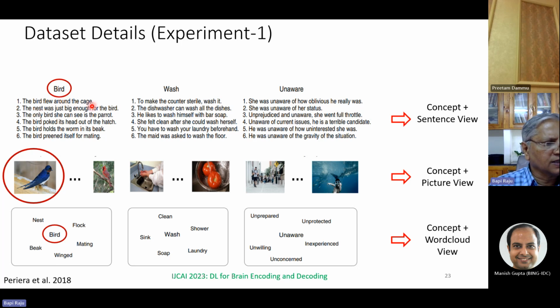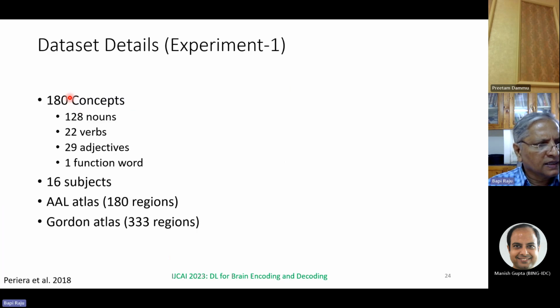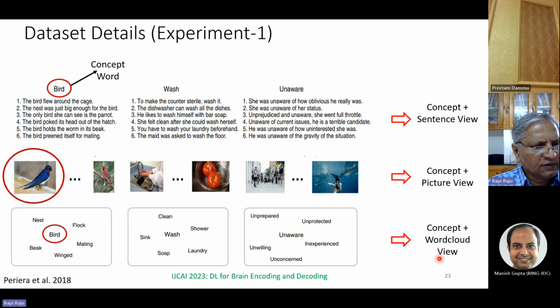So they look at this sentence. The concept word in all these cases is bird. Similarly, wash, unaware. Some are quite abstract, some are very concrete. These 3 views correspond to the 3 recordings associated with a word cloud view, picture view, and sentence view. All these recordings are done in experiment 1.